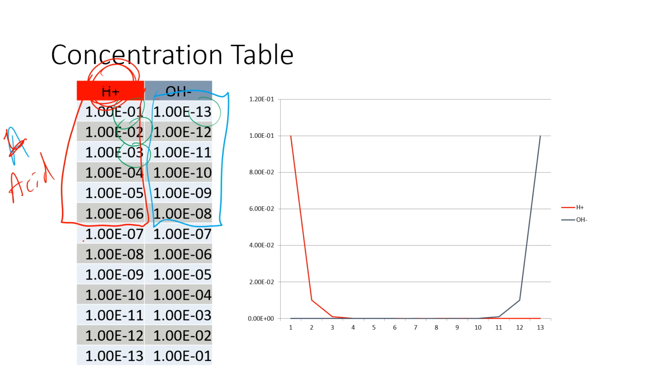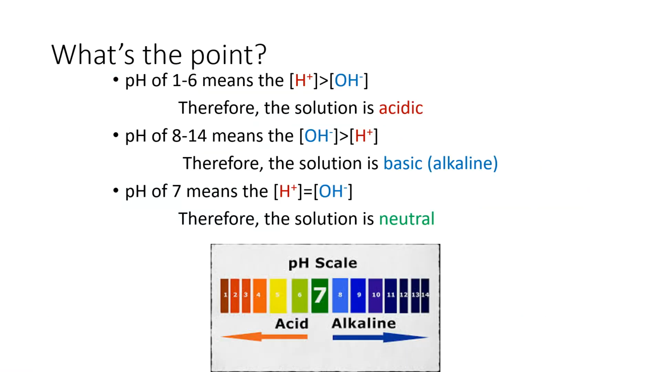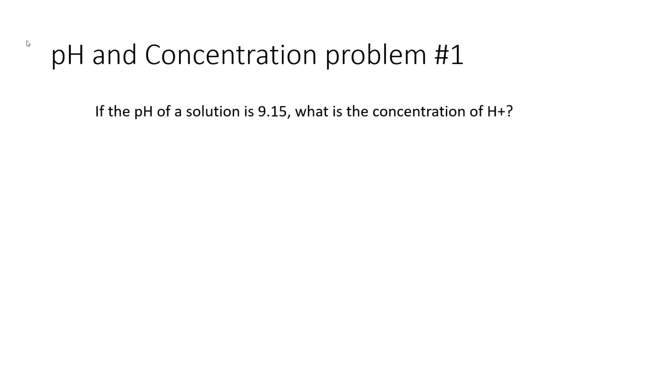Whereas down here, the opposite is true. Your base is larger than your acid, right? So this is base, because now your OH minus has the bigger number than your H plus. So in pHs of 1 to 6, that's an acid. And in pHs of 8 to 14, what that means is your base now has more. So we call those base. And when they're equal, we say they're neutral. All right, so let's do some of these problems.